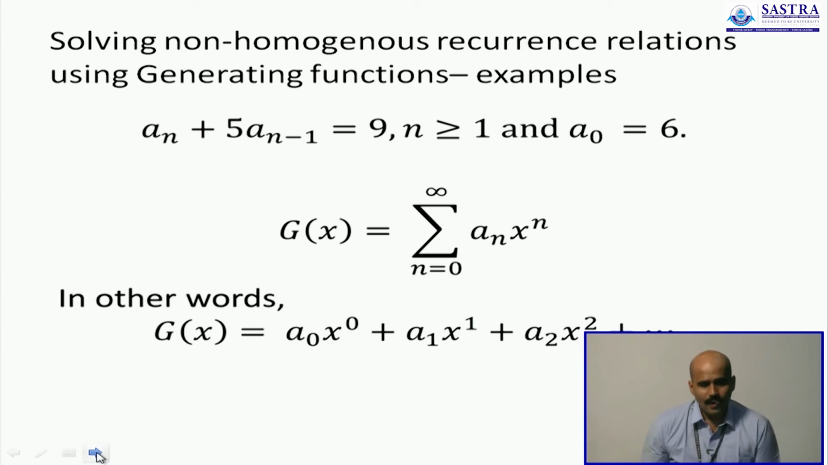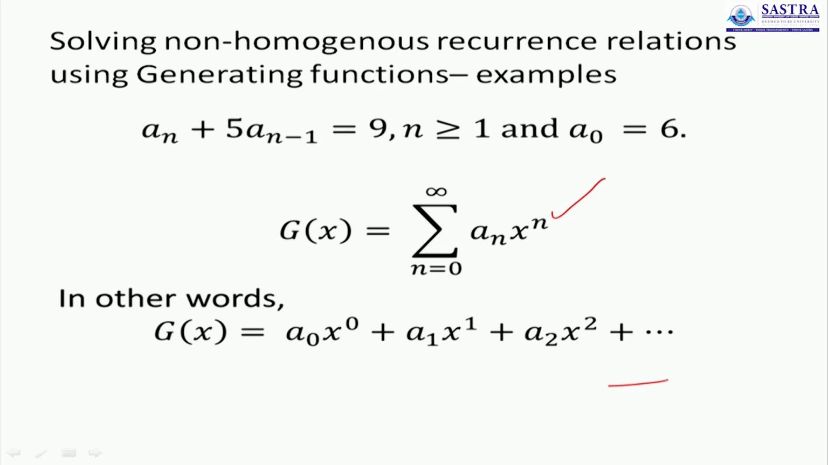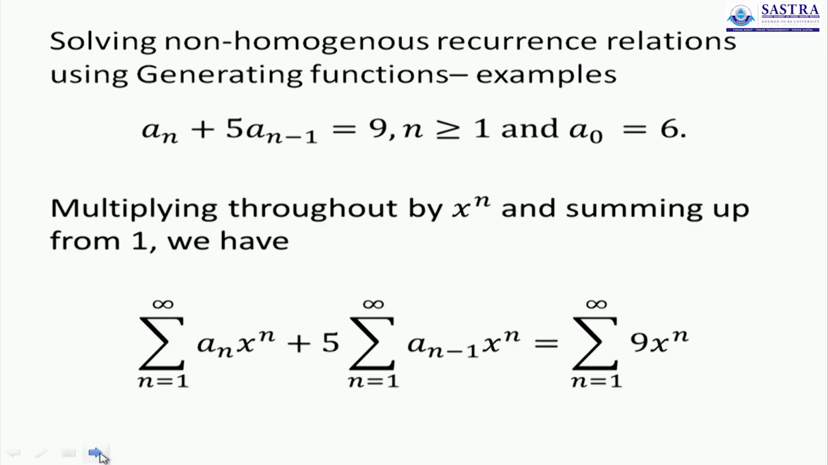As usual, I have defined my g of x. You must have got familiar with the definition by now. G of x, the summation of all powers of x, where every time there is a coefficient involved. So g of x is of this form. G of x is a naught x power 0, a1 x power 1, a2 x power 2, so on and so forth. But the given recurrence relation has this as the equation, and therefore we will try and solve this using the generating function technique.